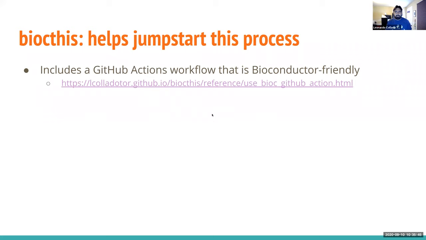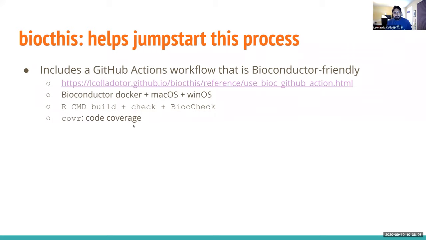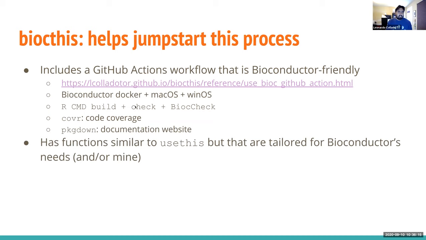And here's the help page for that. And I'll make a demonstration with biocthis. And then you can run your tests on a Bioconductor Docker, Mac, and Windows. It runs R CMD build, check, also BiocCheck. It provides the code coverage using covr. It makes an automatic documentation website with pkgdown. This is a lot of stuff that takes time to run by yourself, and you can now do it automatically.